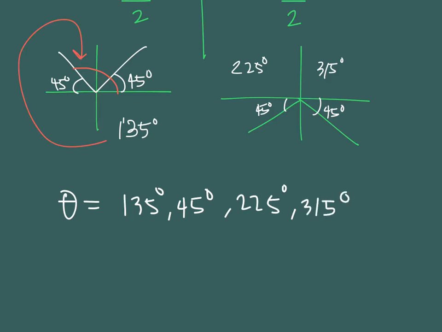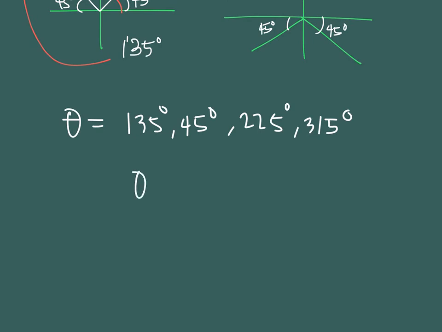But this is not yet the final answer. Why? In the given, it was mentioned that the angle should be between 0 and 2 pi. So you need to convert each answer into radian measure. It's a skill that you should know. How do we convert 45 degrees? Multiply by pi over 180.